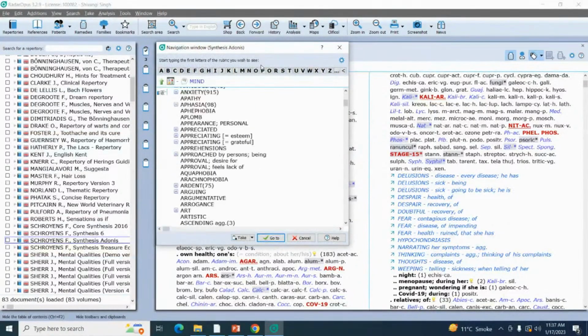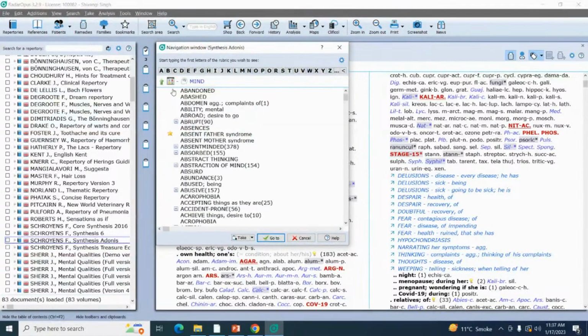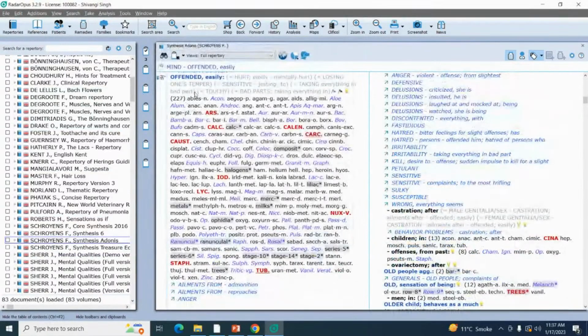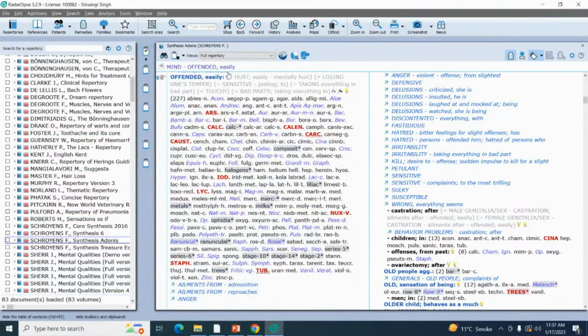I'm going to take my next symptom. Next symptom, my patient is offended easily. Offended is also a mental symptom, so going to the Mind chapter again. Offended easily. Now my rubric has opened on my main display screen from the Mind chapter. Offended easily is my rubric. Now I'm going to add this rubric to my clipboard with the help of the dragging and dropping method like this. Now my rubric has been added to my clipboard.